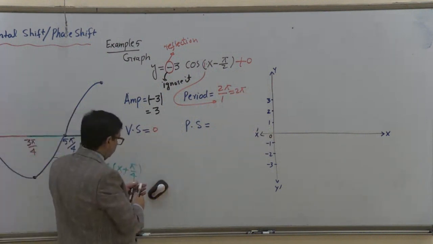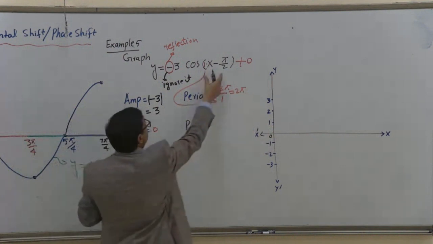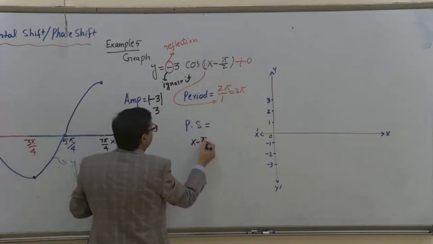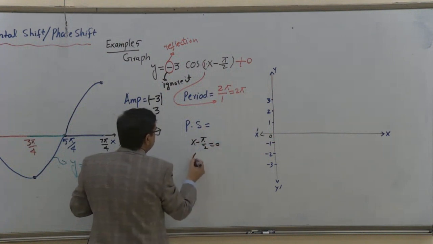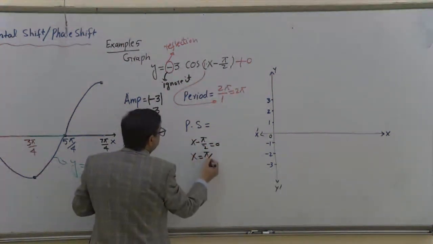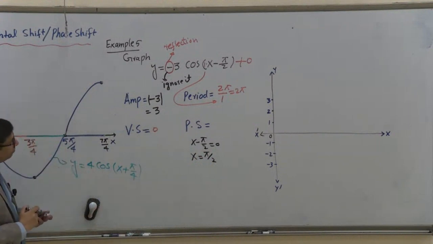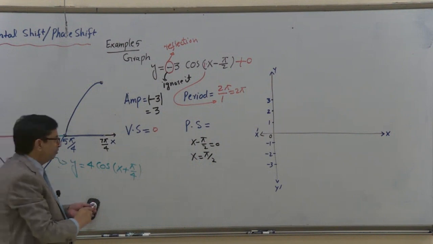Okay, now phase shift. For the phase shift, we put this total angle equal to 0. X minus pi over 2 is equal to 0. So x is equal to pi over 2. What does this phase shift tell us? Phase shift tells us where the graph starts. So the graph is starting from where?